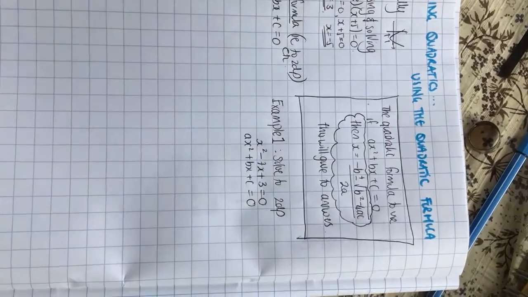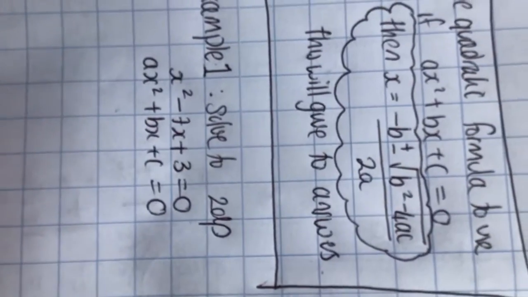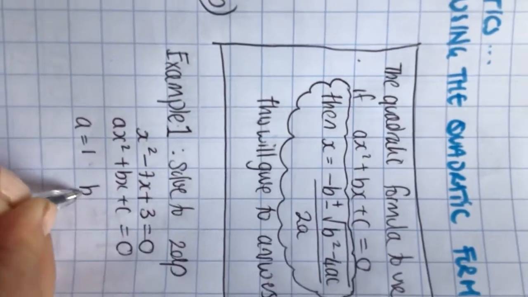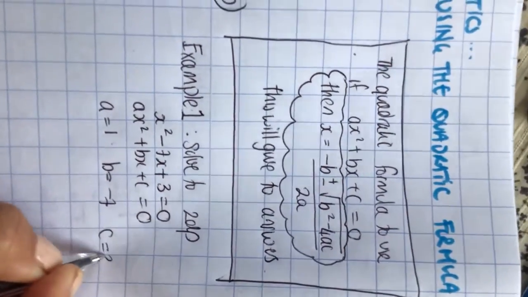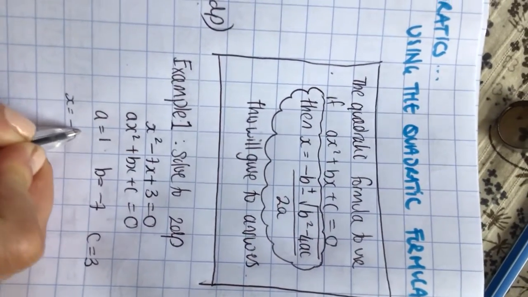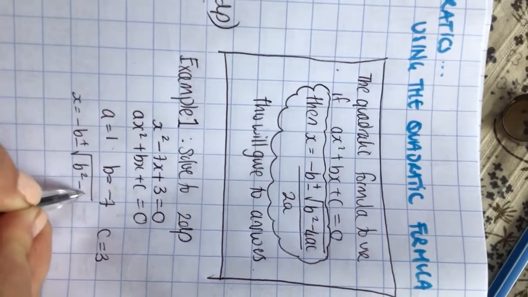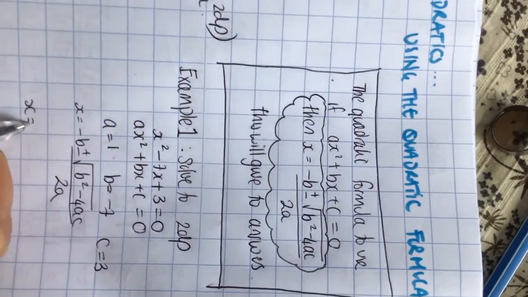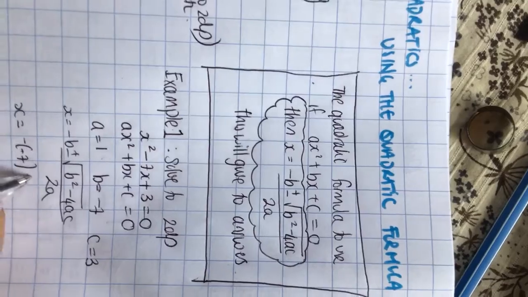So here we go, we're going to try it straight away. In this question, can you see that a is 1, b is minus 7, and c is 3. So what we do is plug them into the formula. x is minus b plus or minus the square root of b squared minus 4ac, all over 2a, and Bob's your uncle. So x is minus b. Be careful because you've already got a minus 7, so it's going to go positive.